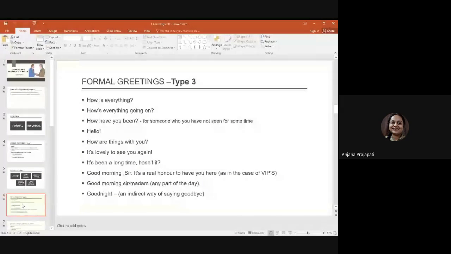You can say this at any part of the day. Good morning is also considered a greeting. Good night is an indirect way of saying goodbye. So if you call somebody in the evening, you can say good night. It means goodbye. Good night doesn't mean a typical good night. Write this all down in your book.